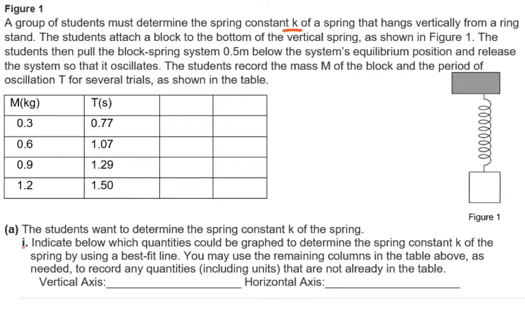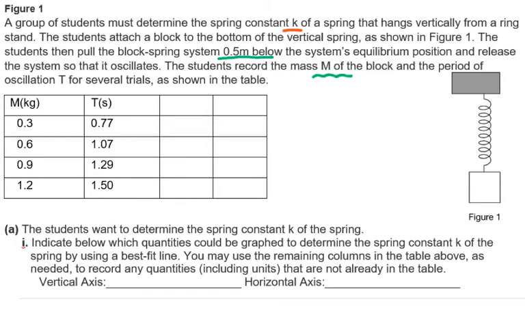The students then pull the block-spring system 0.5 meters below the equilibrium position and release the system into oscillations. So our x for oscillations is 0.5. And the students record the mass. The masses are different every time, so they vary, and the masses are shown in the table.